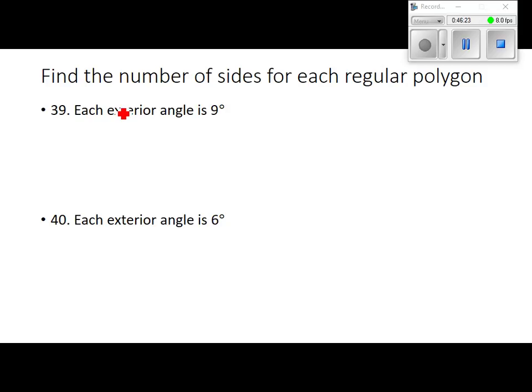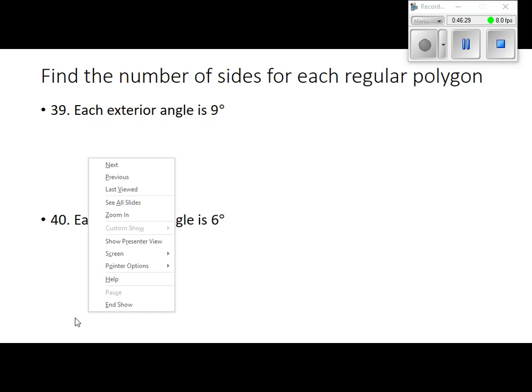I'm not going to do these. We're going to skip over these. If it's each exterior angle, are we going to do the same thing? Yeah.